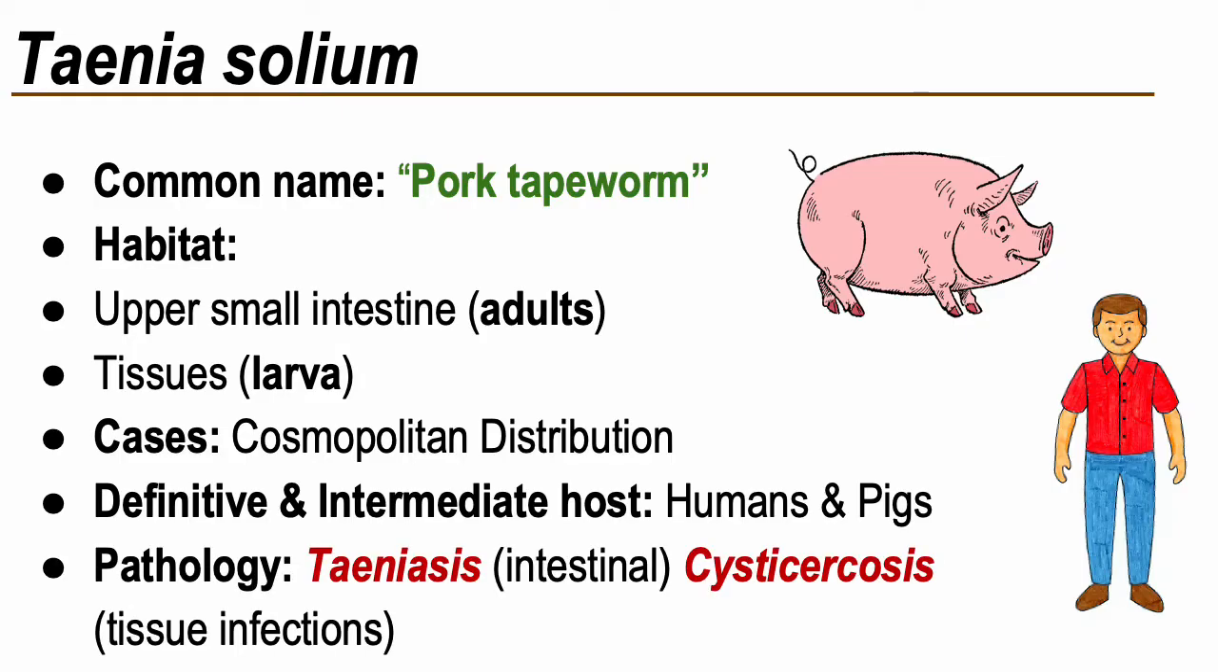And in terms of the pathology, there are two associated pathologies. These are your taeniasis and cysticercosis. Taeniasis is an intestinal infection, usually involving the adult worms of the parasite, while cysticercosis is a tissue infection where larvae are more involved.